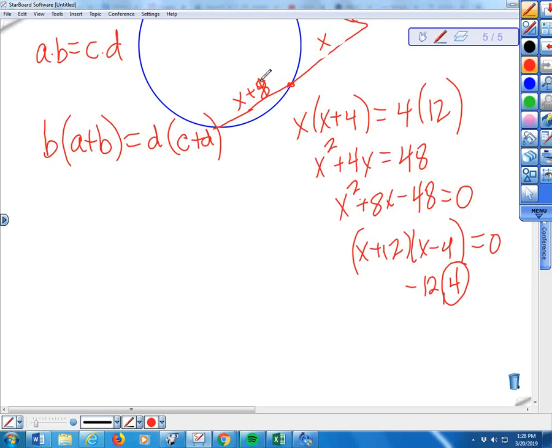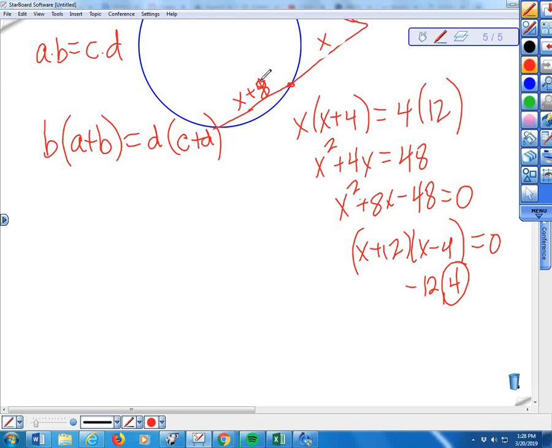But that's really the section, just understanding that the outside piece of the secant times the whole length of the secant is equal to the outside piece of the other secant times the whole length. And this only works if those secant lines actually intersect. Questions on that?